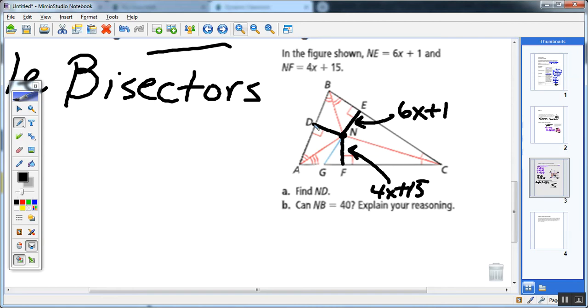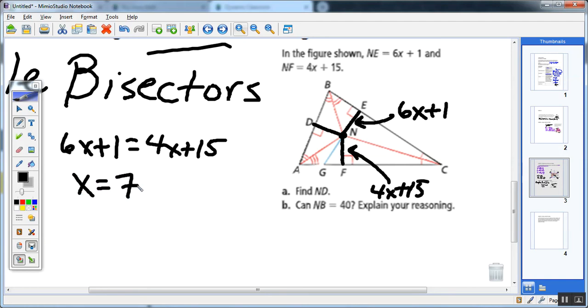And I'm going to show you about an incenter here in a second. Watch this right here. To solve for ND, that's the same as these other two sides. So we're going to set 6x plus 1 equal to what? 4x plus 15. Okay, and you said x was going to equal what when I go through the math? It equals 7. X equals 7. No, it isn't. It's 8. No, it's not.